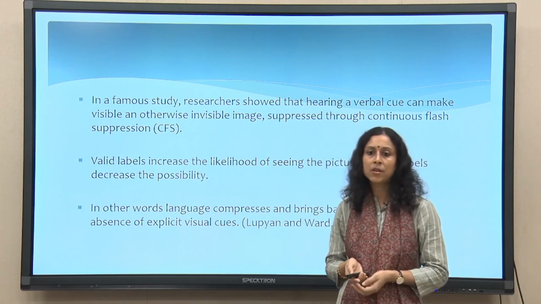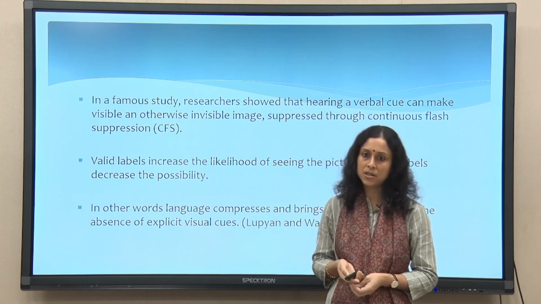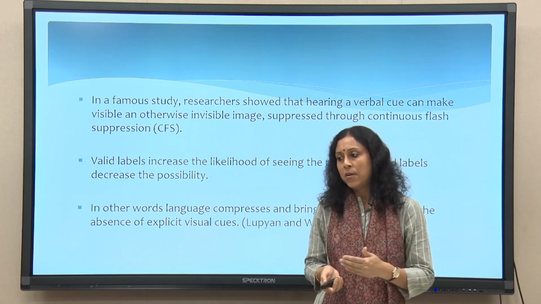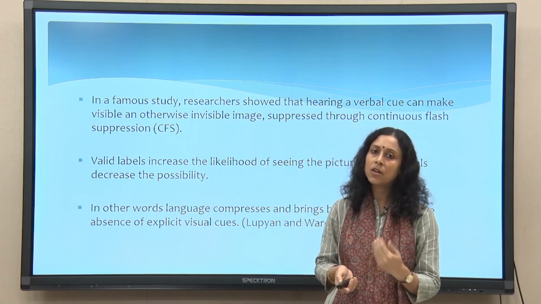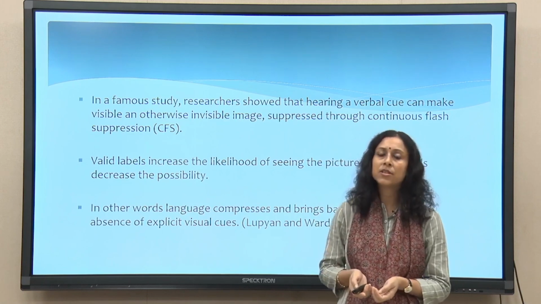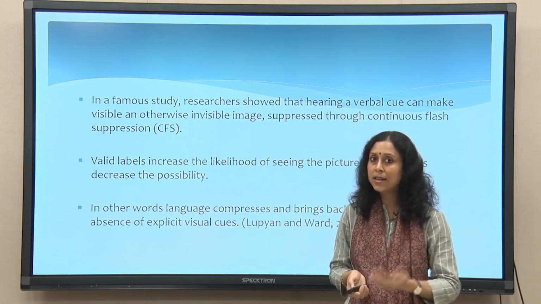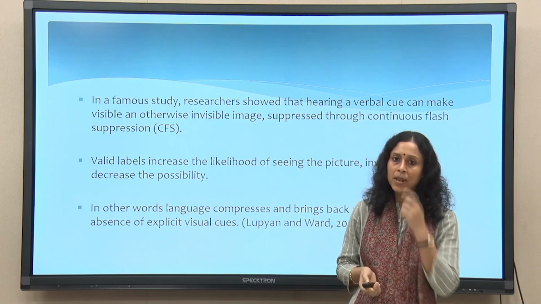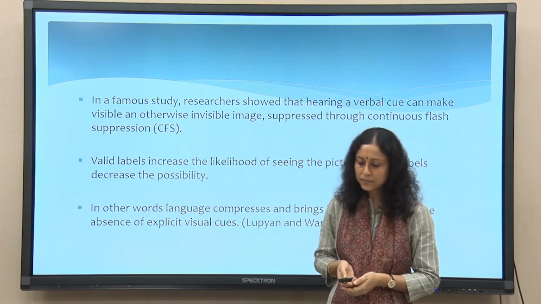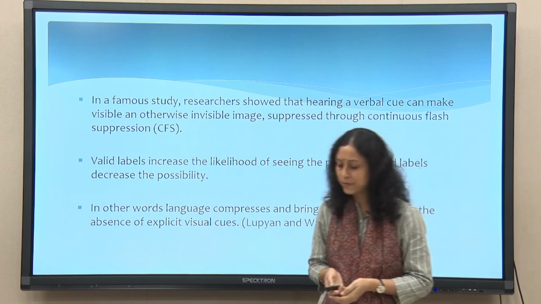This study used what is called continuous flash suppression. It is a technique to make an image sort of invisible. It creates a disturbance on the picture, which is why you cannot readily identify the object. So, it is degraded in vision in terms of clarity. CFS is a technique of doing that.